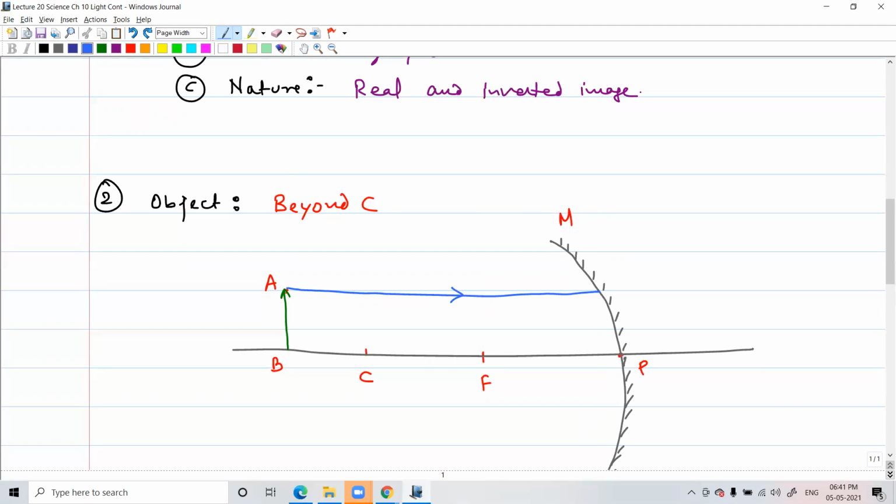I'm throwing it parallel. Why am I throwing it parallel? Because I know that when I throw a light parallel, it will pass through where? Focus. Pass through the focus. That is why I took the parallel light. Otherwise, I could have taken some other light also. The one which is reflected from the mirror. Now this is one light ray going there. What else can I do?